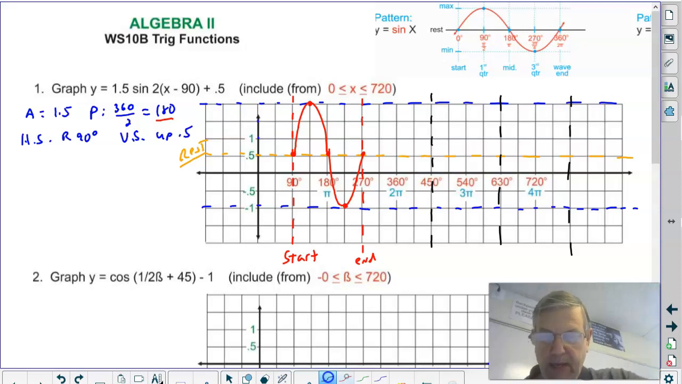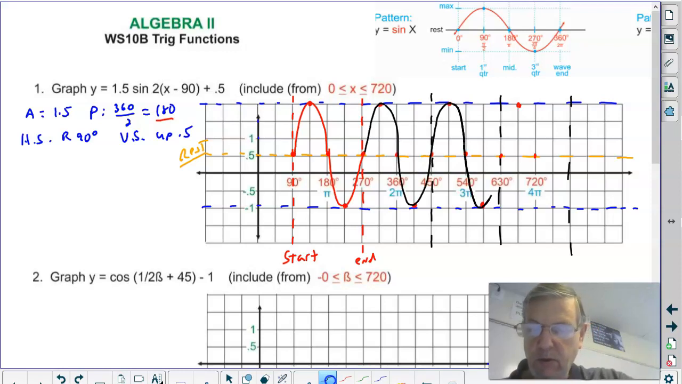So I'll do again, watch, right in this interval. So again, rest, max, rest, min, rest. And I just keep repeating that. Rest, max, rest, min, rest, max, rest, and that's it. The wave stops there. I'm told to stop at 720. So up we go, down we go, up we go, down we go, up we go, and down, and I'm going to stop right there. Now, how do I back up?